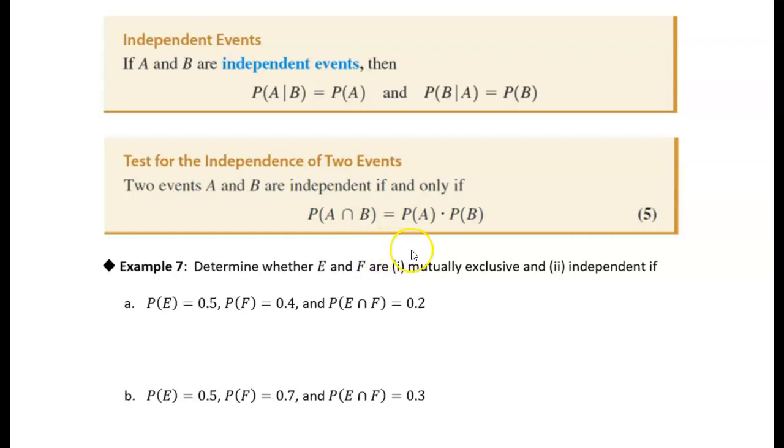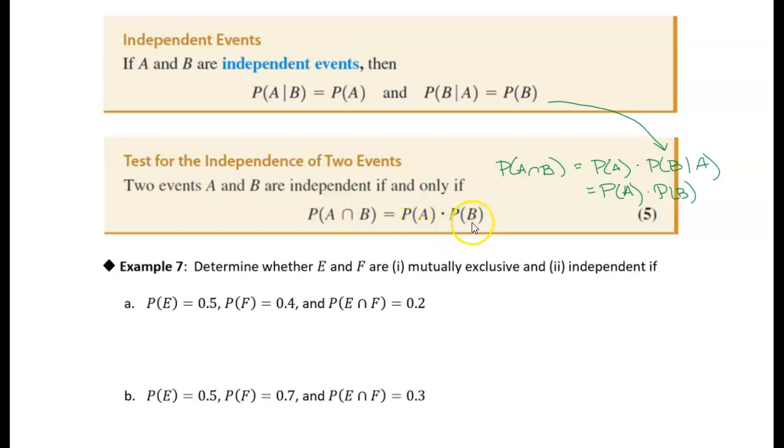Because the product rule that we had before says the probability of A and B happening is the probability of A times the probability of B given A. But we just said the probability of B given A is just the probability of B. So we can rewrite that as the probability of A times the probability of B. So if two events are independent, we can just multiply the probability of A times the probability of B.